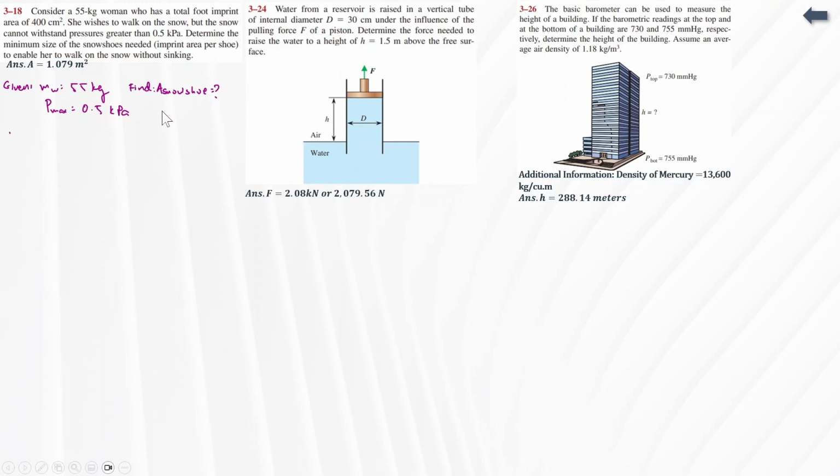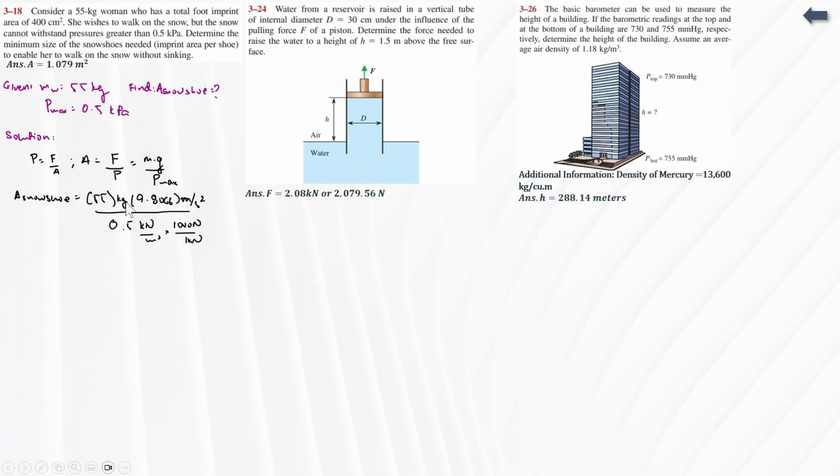But we're being asked, what is the area of the snowshoe needed? And if you recall, pressure is equal to the quotient of force and area. So that's P equals F over A, where area, manipulating the equation, equals F over P. We know that F here refers to the weight of the woman, and weight is mass times acceleration due to gravity. And we can equate the following as mass times g over P. So we're given the 0.5, we're given the mass. All we have to do is solve the equation.